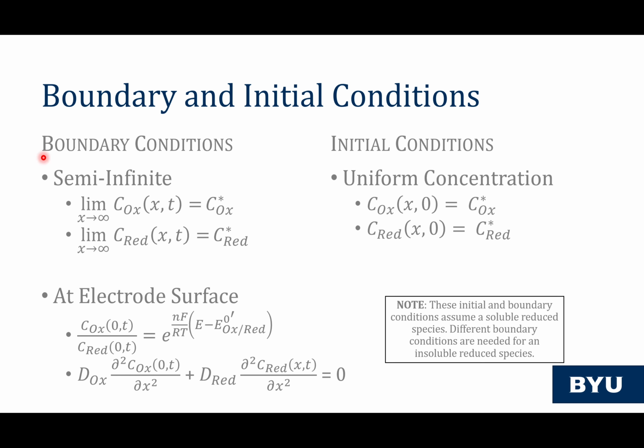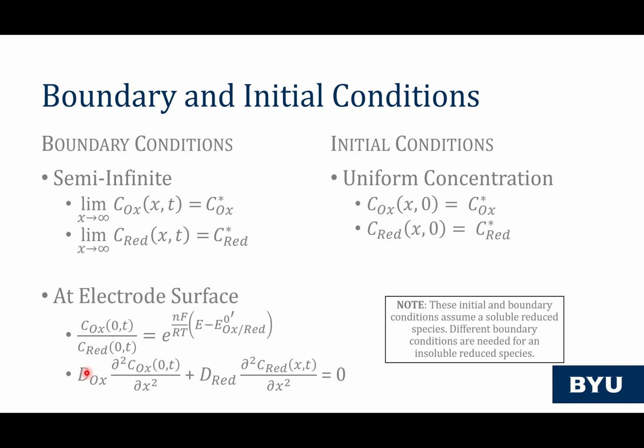These are the semi-infinite condition, where we say that far away from the electrode, that's what x going to infinity means, our concentrations at any time are going to be equal to the bulk initial concentrations, what we started off with. Then we need to describe what's going on at the electrode surface. So we could write out the Nernst equation, or we could write out this balance. And often a few of these are used together.